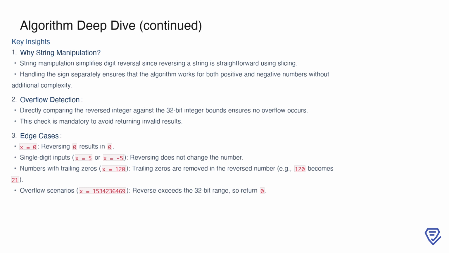We also account for important edge cases. For example, if x is 0, reversing it results in 0. Single-digit numbers like 5 or -5 remain unchanged after reversal. Numbers with trailing zeros, such as 120, lose those zeros after reversal, resulting in 21. Finally, for numbers like 15342364669, the reversal exceeds the 32-bit range, so we return 0 to indicate an overflow.